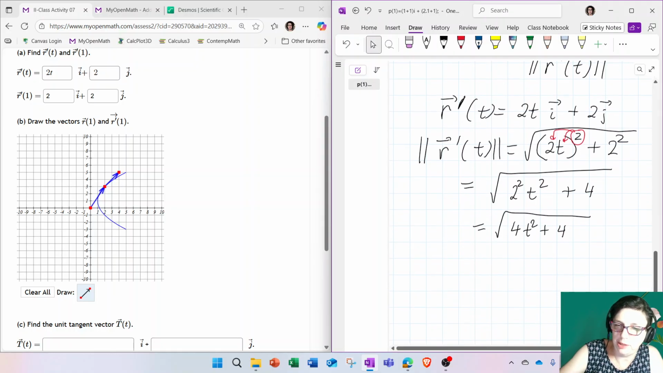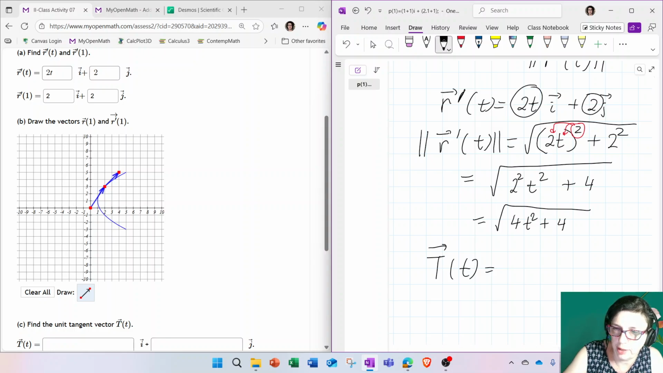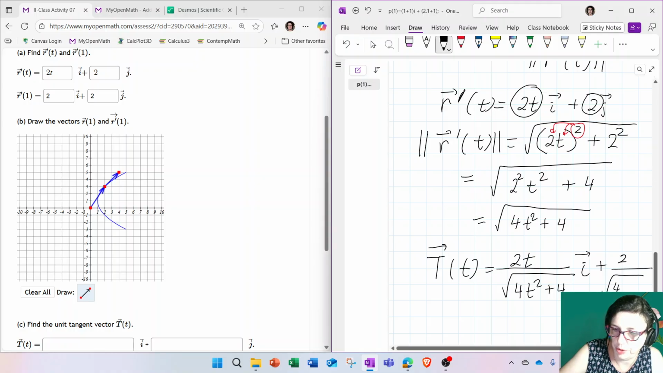So what that means is my unit tangent vector, this big T, is going to be, I take each component here and I divide it by the magnitude to normalize it. So that's going to be t i plus 1, again, divided by that square root of 4t squared plus 4, j.